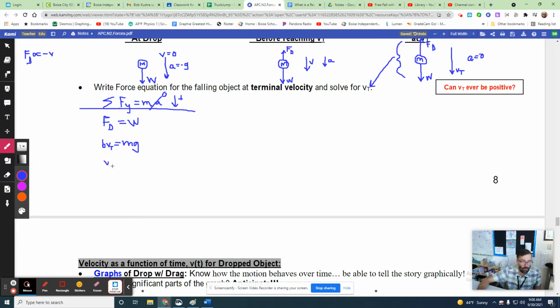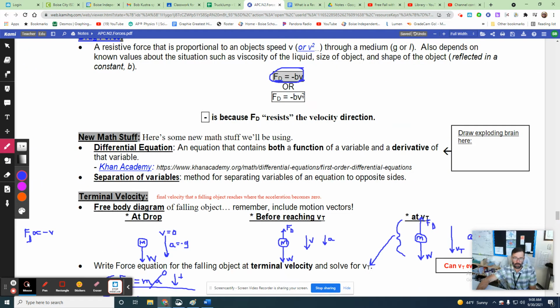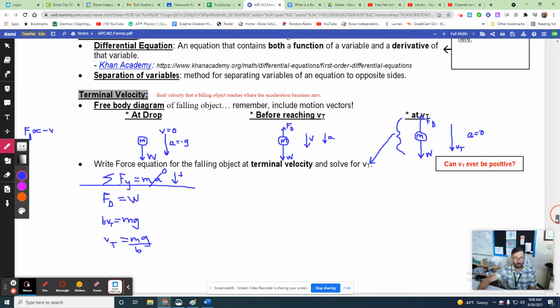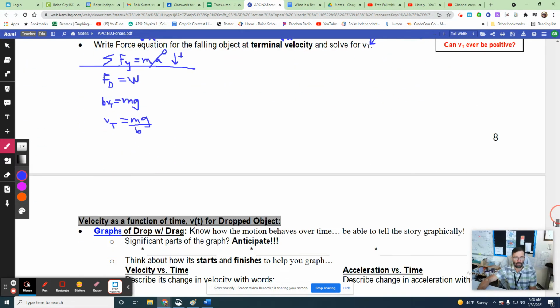And so if we want to solve for our terminal velocity, that's just going to be equal to mg over the coefficient that models the fluid dynamics of that system, b. And maybe we should just say that again. So this b is a constant that summarizes the effects of the viscosity of the liquid, the size of the object, and the shape of the object. And those are all constants. So this is just some constant that describes those things. If you want to learn more about that, take fluid dynamics in college.